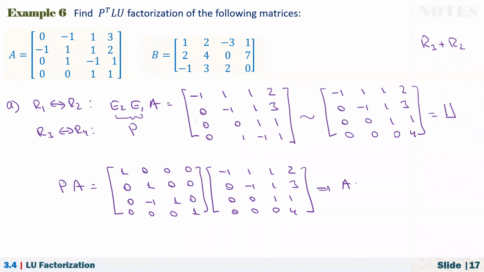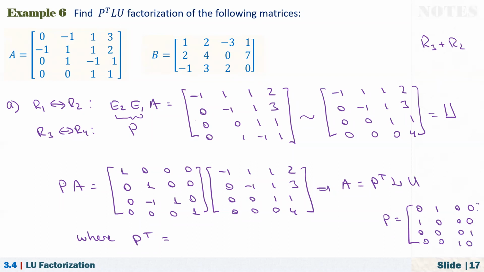So what is A then? A is equal to P transpose, and here we have L times U. Where, what is P transpose? P transpose is, let me just write here, what is P? P is equal to, we interchange the first over the second row, so there's 0, 1, 0, 0, and 1, 0, 0, 0. And the third row with the fourth row, right? And that is the fourth row, 0, 0, 0, 1, 0, 0, 1, 0. That's our P.